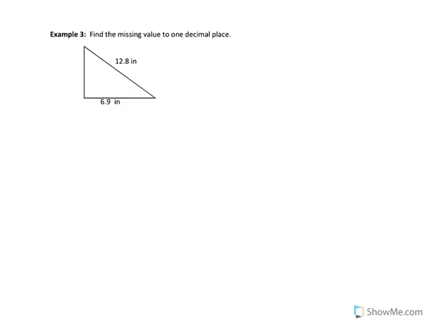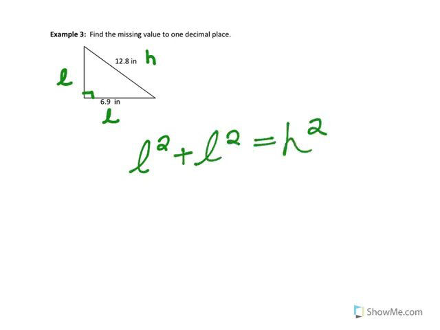Alright, example 3. This one's a little bit different. We have the hypotenuse, 12.8, which we're going to square. We have a leg, and we are looking for another leg, so we are looking for L. So we have leg squared plus leg squared equals h squared. It doesn't matter which leg you make 6.9. So we have 6.9 squared plus L squared equals 12.8 squared.